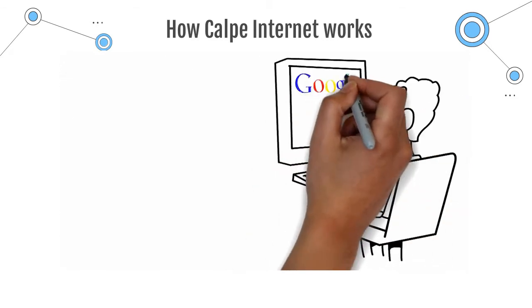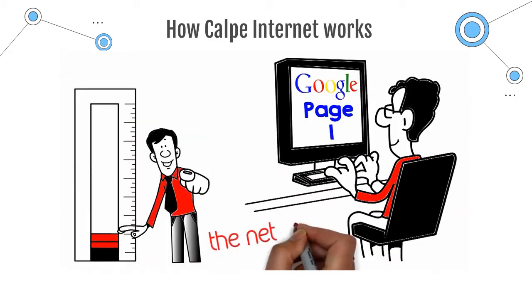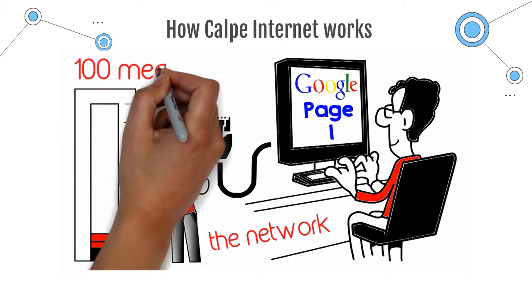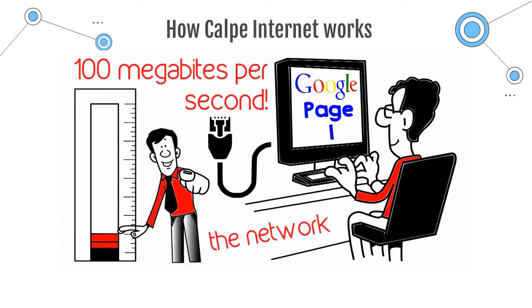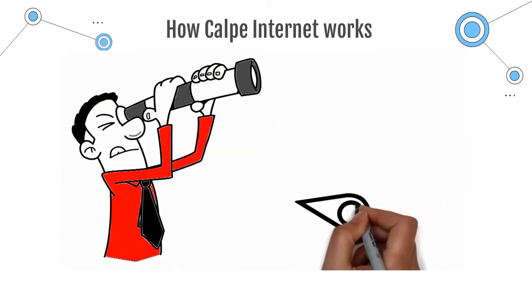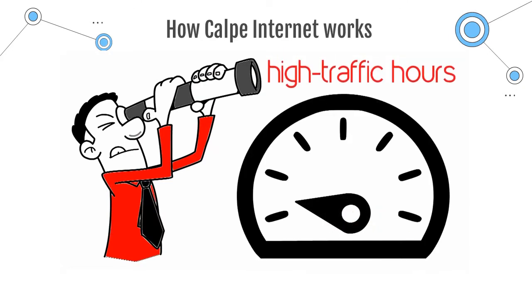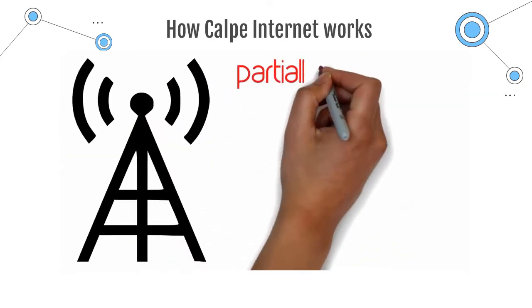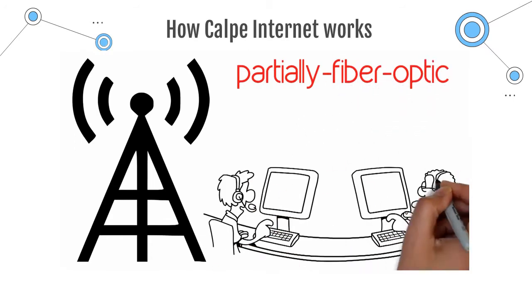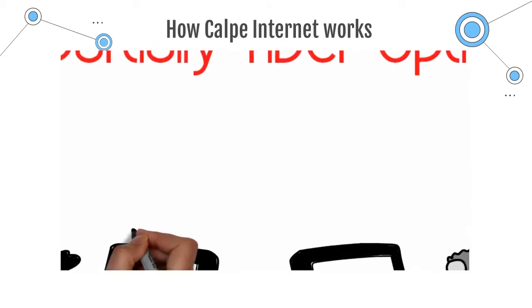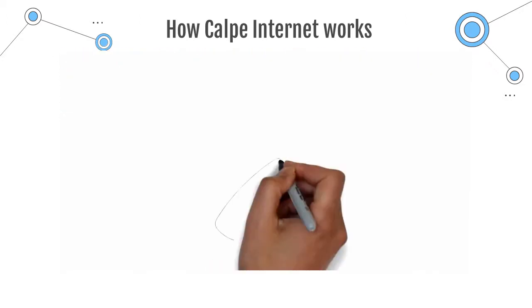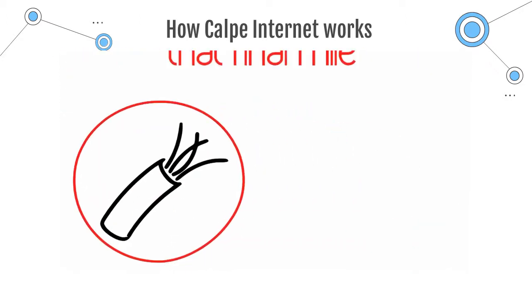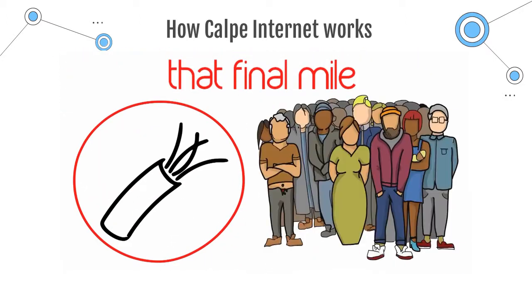Under optimal conditions, when fewer users are on the network, cable internet speeds can reach as much as 100 megabytes per second. Users will find far less speed during high traffic hours, though. Cable internet operators can sometimes use a partially fiber optic network from the control center to distribution points near a neighborhood. They then use copper wires for that final mile to the subscriber.